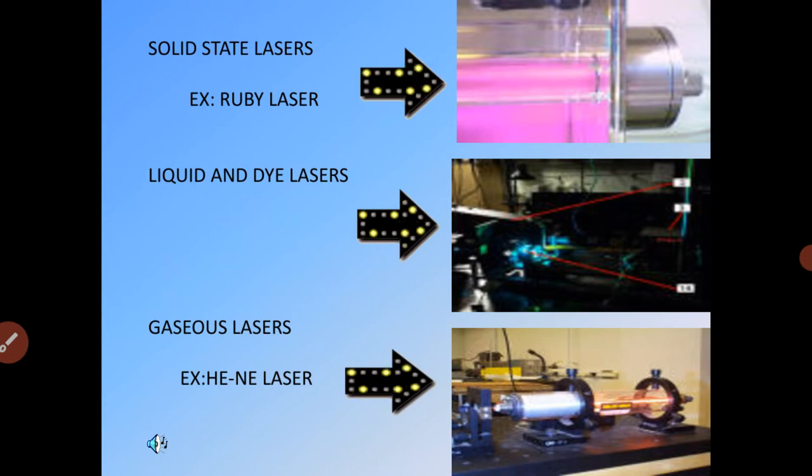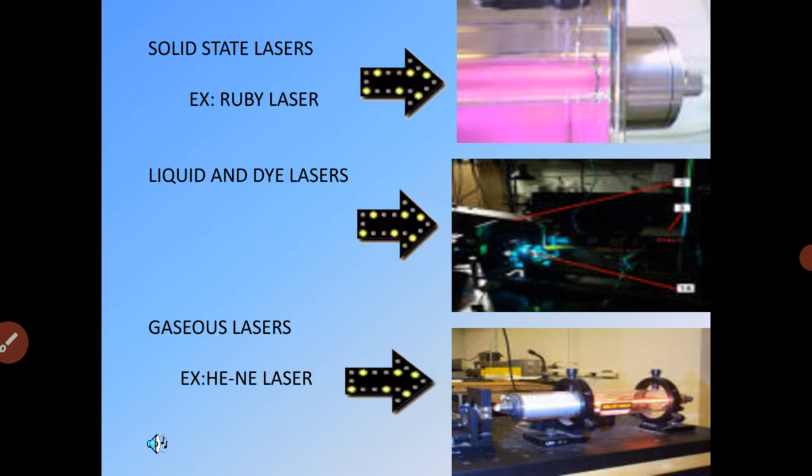Now here are the examples of the solid state laser, liquid laser and gaseous lasers. Example of solid state laser is a ruby laser. In the first image we can see this pink color rod denotes the ruby laser. This is the ruby rod which is made up of a solid, so this is called solid state lasers. Next is the liquid or dye lasers.